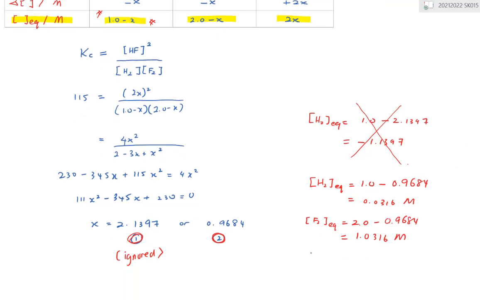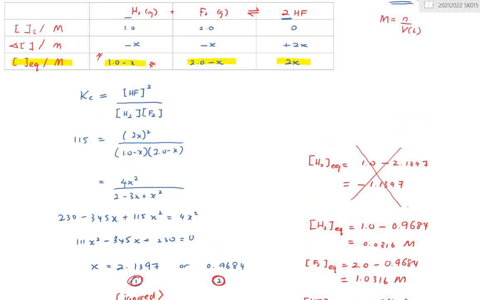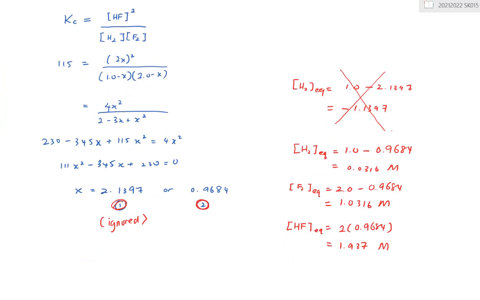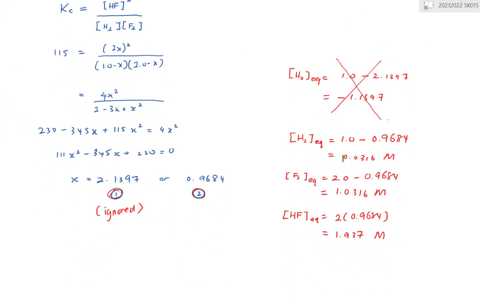And finally, we have the concentration of HF at equilibrium, which equals 2x. So substitute the value of x, and you will get the answer 1.937 molar. So in this case, the question asks for the equilibrium concentrations of all species, and here is your answer, which is highlighted in green color.